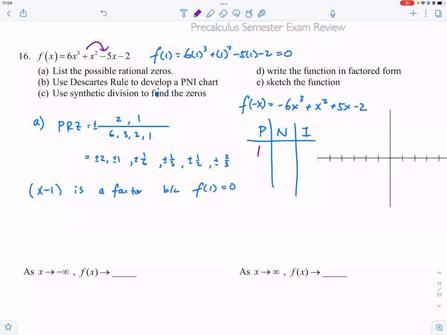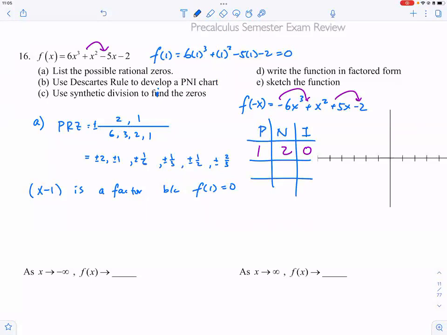For negative x, we have 1, and we have 2 sign changes. And because x has a power of 3, the total possible number of roots will be 3. That means we will not have any imaginary roots. We cannot and will not have any imaginary roots. All right, now that's one row, one row of the PNI chart.